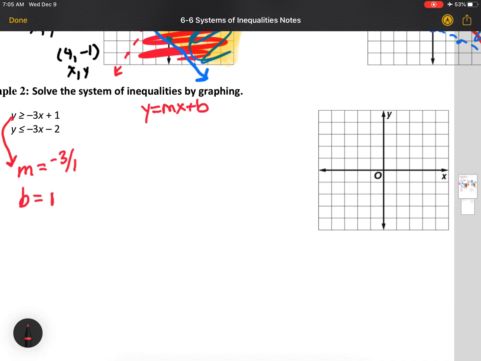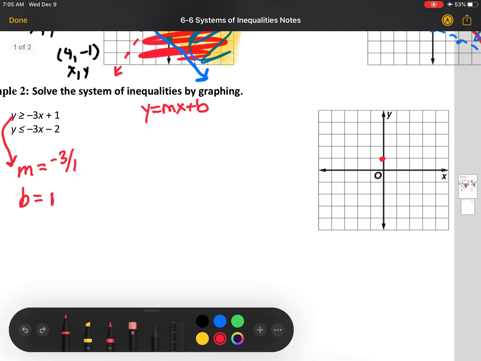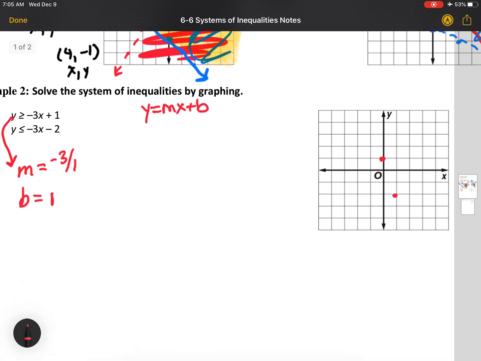Okay, so at 1, here's my y-intercept, and I need to go down 3, so it's going to fall from left to right. So down 1, 2, 3 to the right one. And I keep going. I could also start at the y-intercept and go up 3 to the left one. Then what kind of line do I need? Well, I need a solid line, because I have a solid line underneath my inequality up here. So connect these with a solid line.